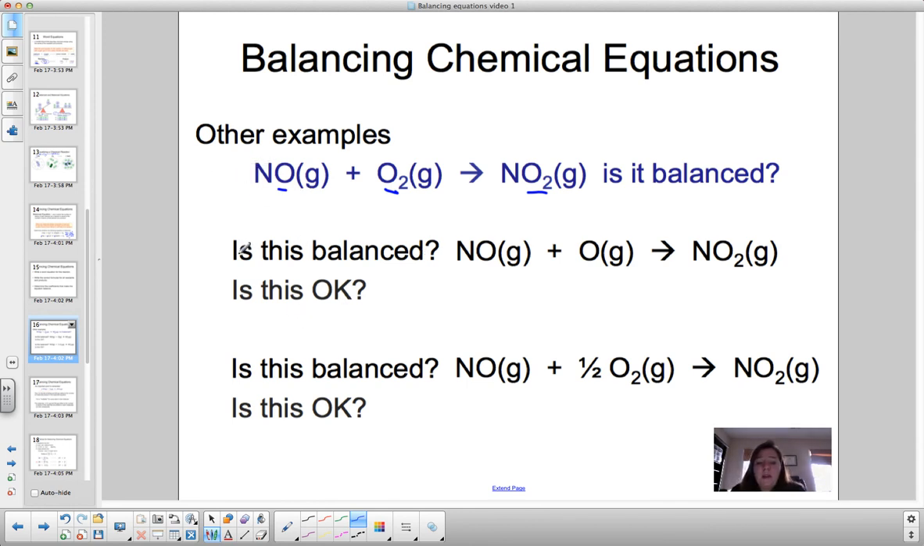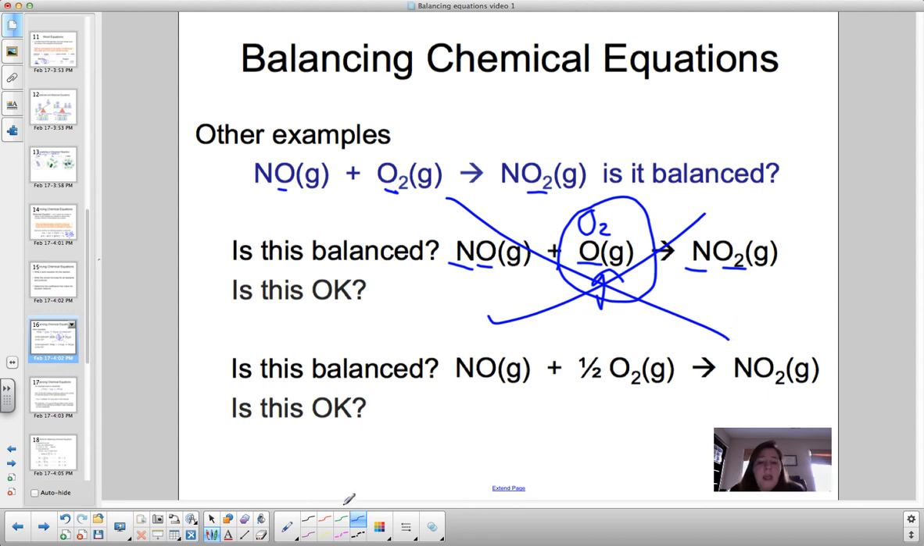What about this one? Is this balanced, or is it okay? Okay, well, we have 2 here, and we have one nitrogen here, but hopefully you could tell me if something's wrong with this picture. Does this exist? No. Remember, those diatomic molecules can only exist like this. So we can't have this. That's not right.